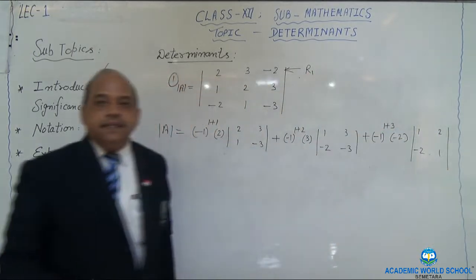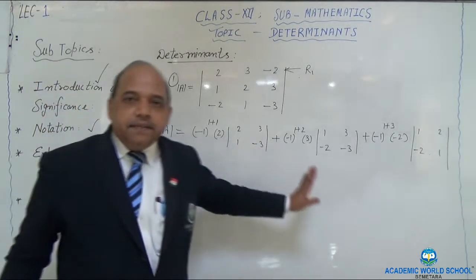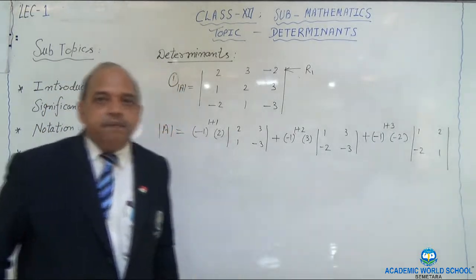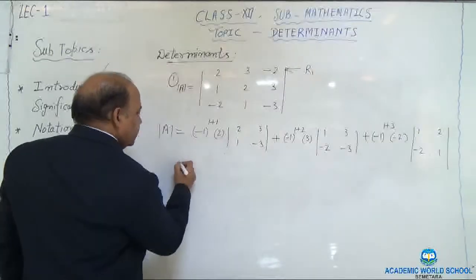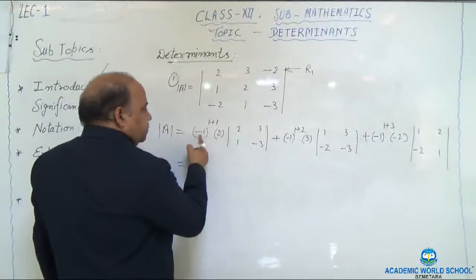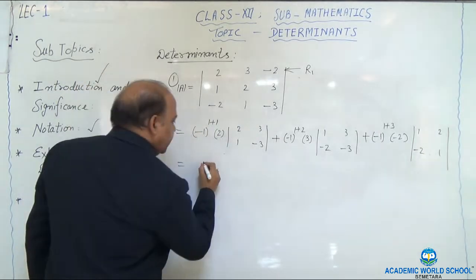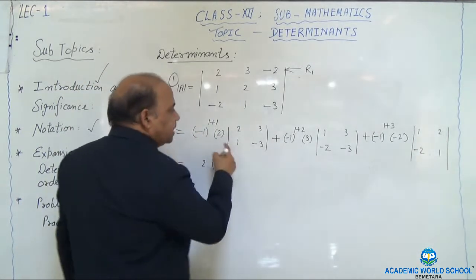We have expanded this. Only expansion takes time. Otherwise, after that, it doesn't take time. Simply you have to multiply and then simplify. So let's write down this. Minus 1 to the power, this is an even number, so minus will get absorbed. You are getting 2 and then now expand this.